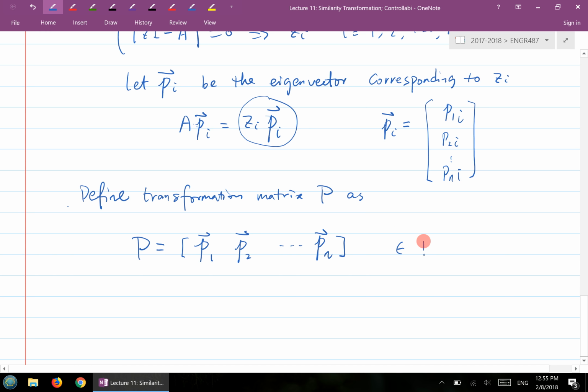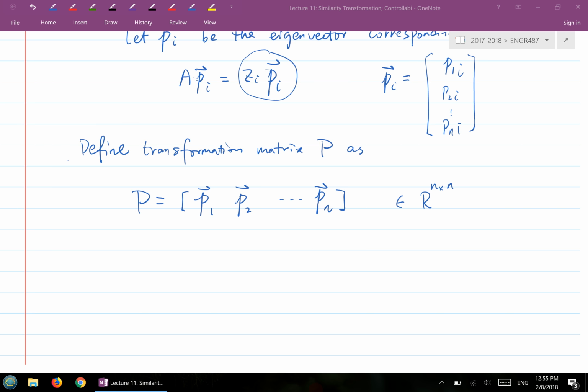And this P is also an n by n matrix here. Let's take a look at this P. What this P contains is 1, 2 until n, so it contains n number of columns, right? And each column is one of these eigenvectors. Each column is n by 1, then together you have an n by n matrix. So that's the P.